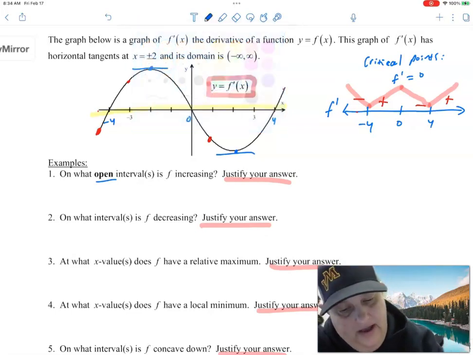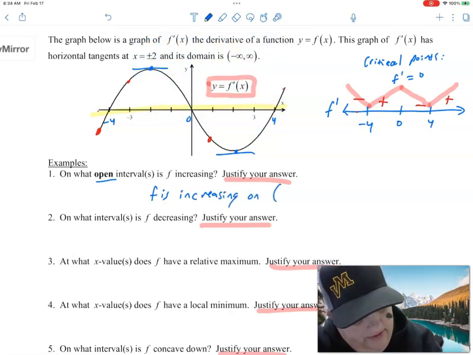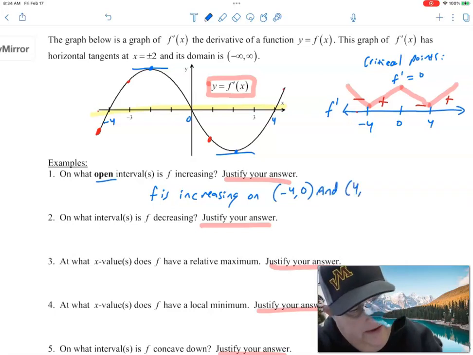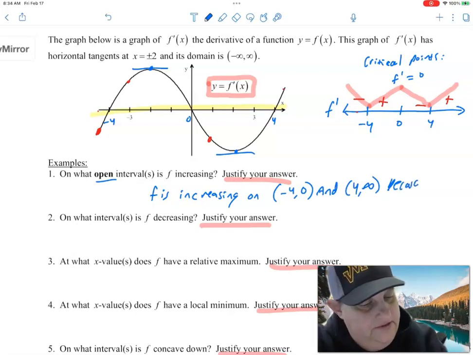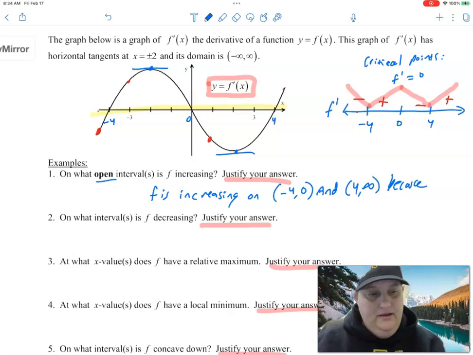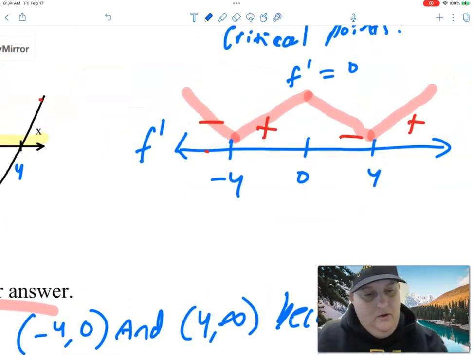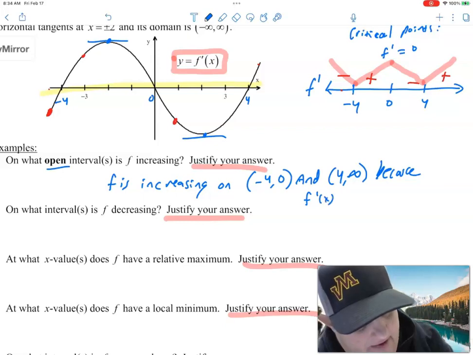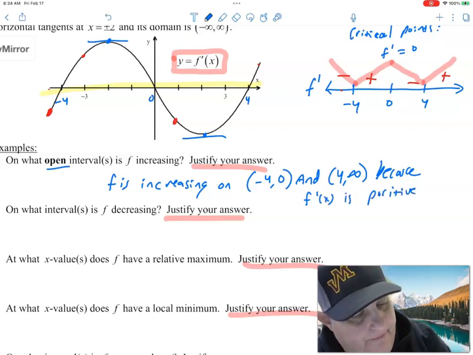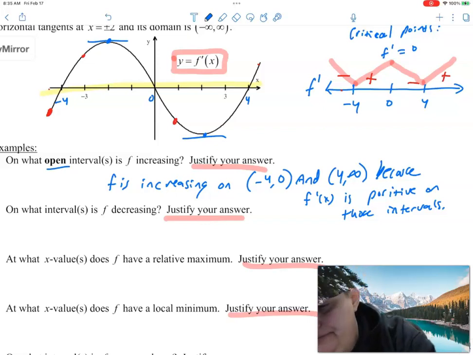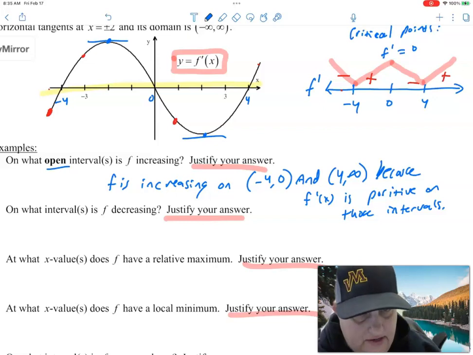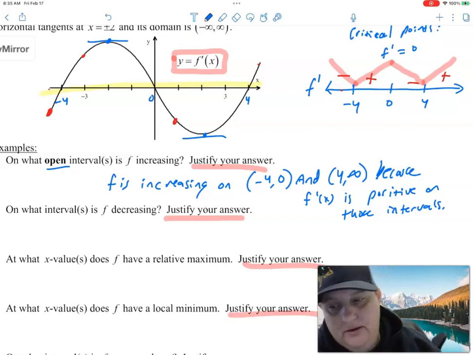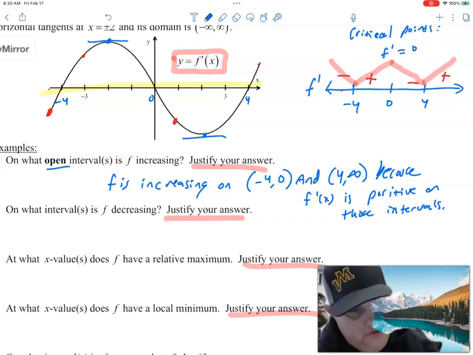So here's how I write this up. I say f is increasing on the interval -4 to 0 and 4 to infinity because, now this is where we need to have our justification, okay? How did we know from here that it was increasing? Because there was a positive on my graph, and we have to reference this by name. So we say because f prime of x is positive on those intervals. You could just say f prime of x is positive, that's fine. But that sentence right there is worth a point. The answer is worth a point. So you have to be really careful about making sure you write it all perfectly.